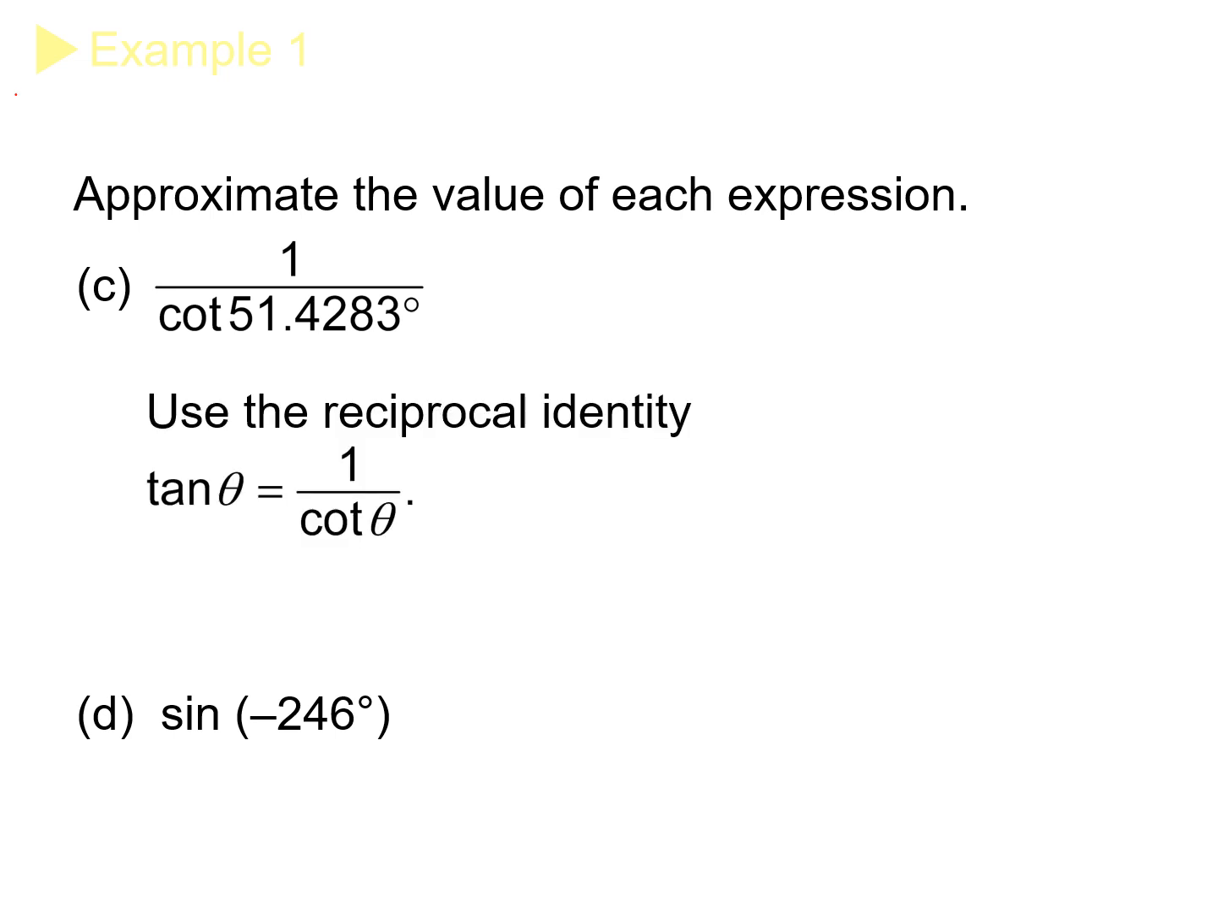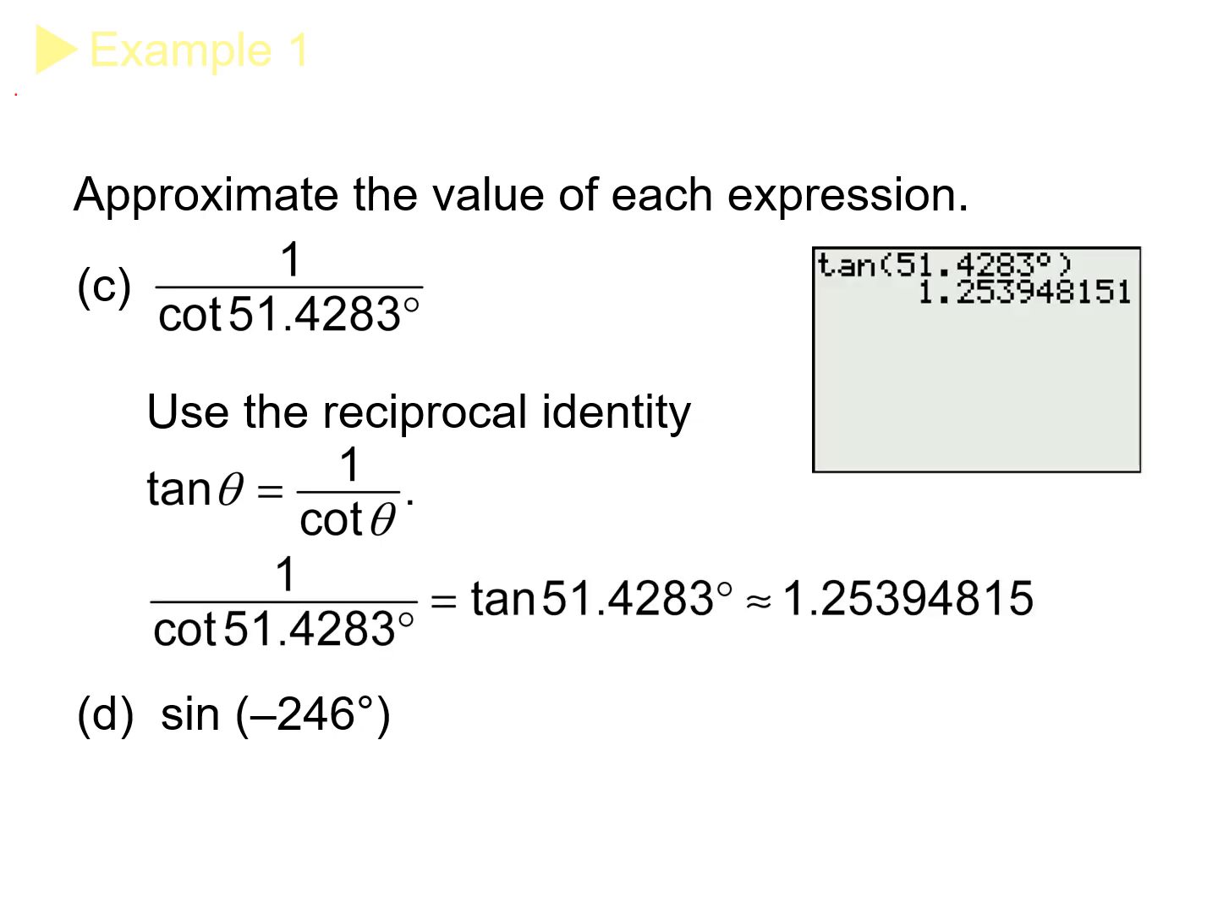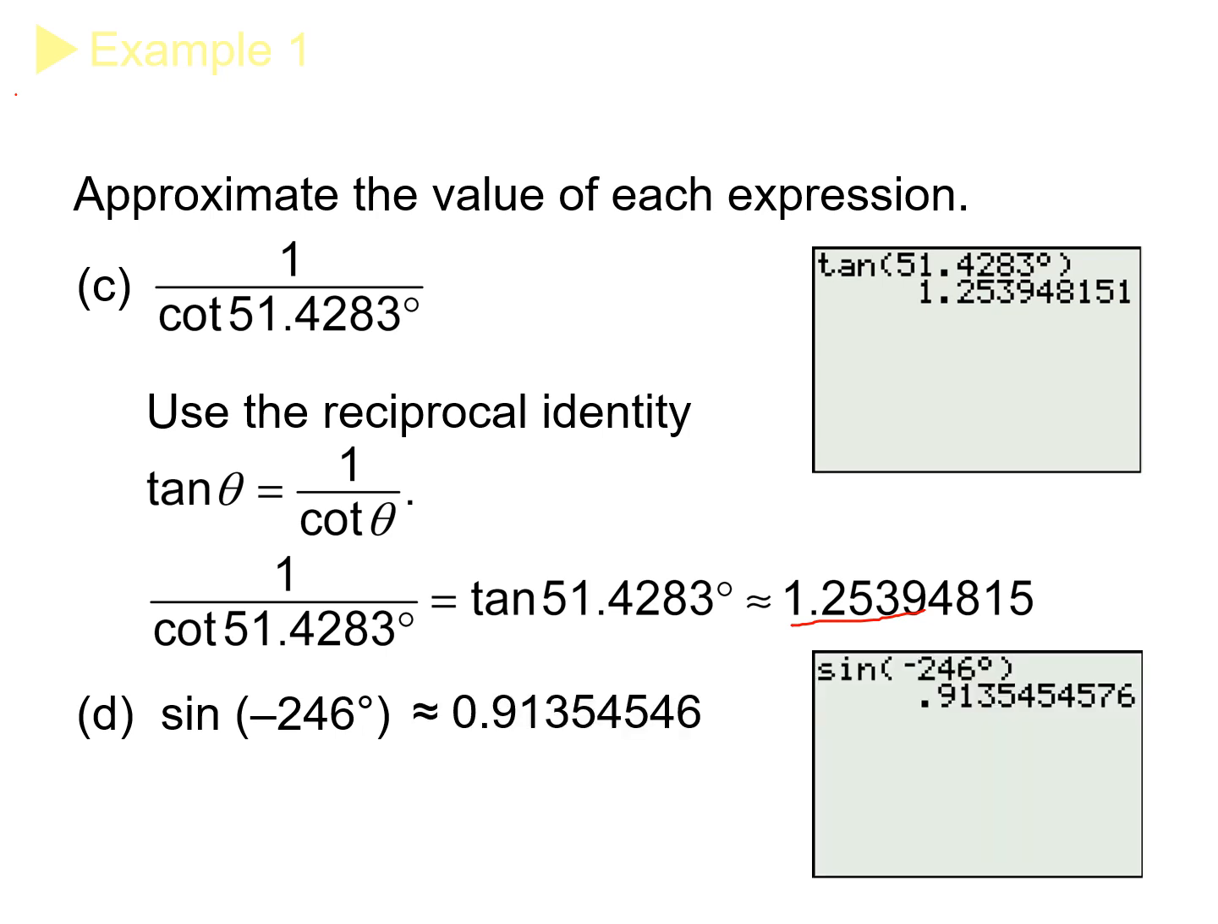We know that the tangent of theta is equal to 1 over the cotangent of theta. So 1 over cotangent of 51.4283 is equal to tangent of 51.4283. Putting it in your calculator, you should get about 1.2539. For the sine of negative 246, when you type it in, you're going to get about 0.91354.